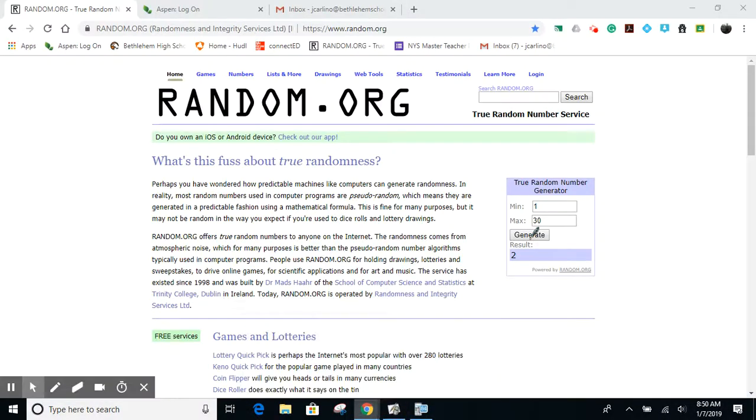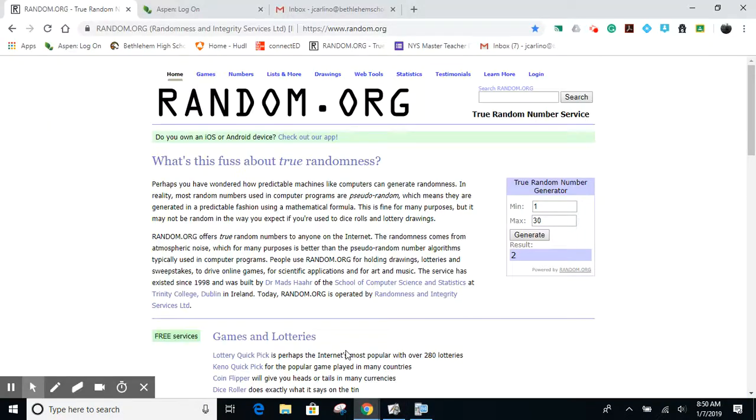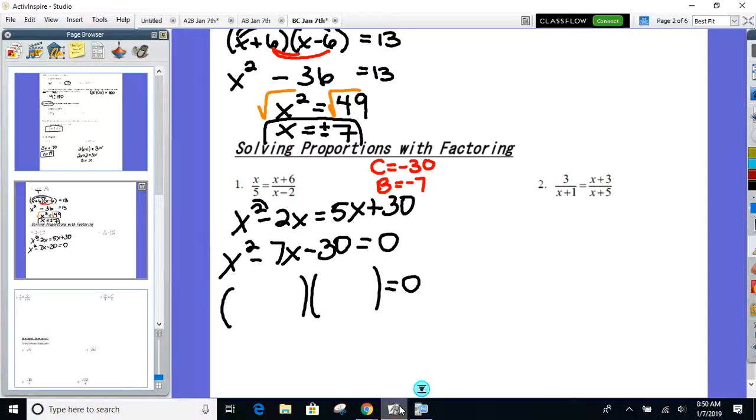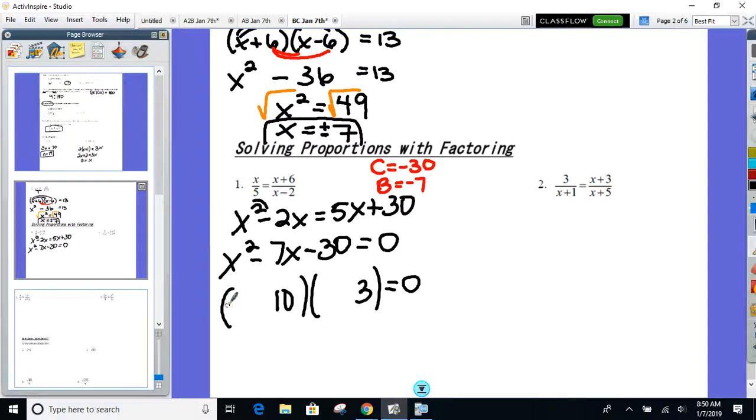Numbers that multiply to 30. All right, here we go. 25. Got numbers for me? Negative 10 and 3 work. Put the x's here. If you want to add to negative 7, the 10's got to be negative. The 3's got to be positive. And then there's one more step to solve for x.